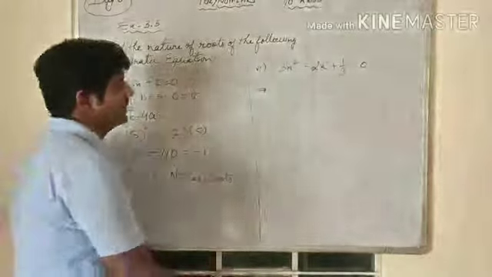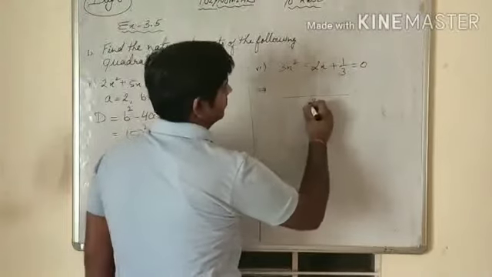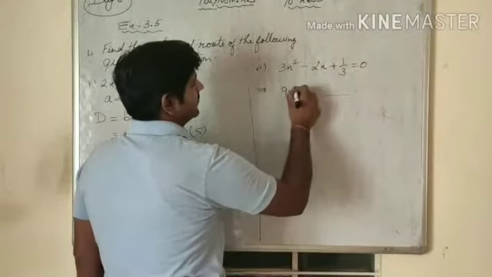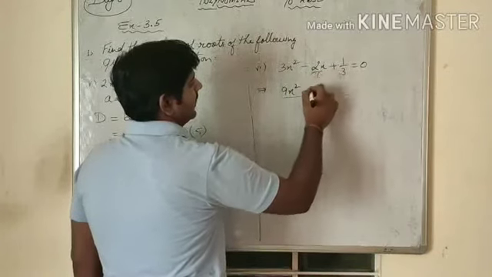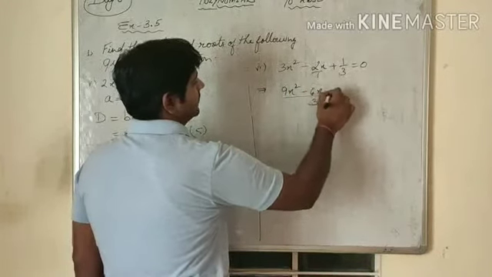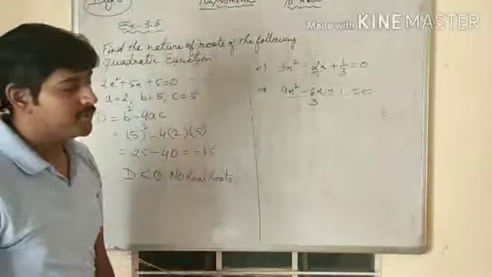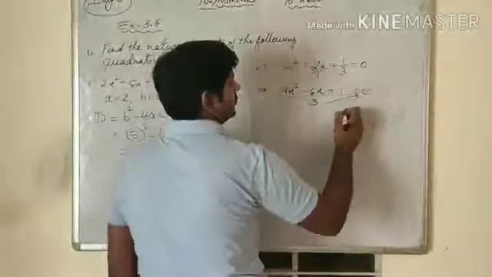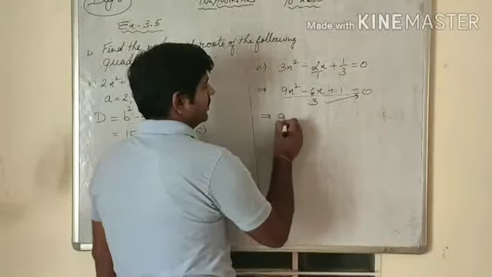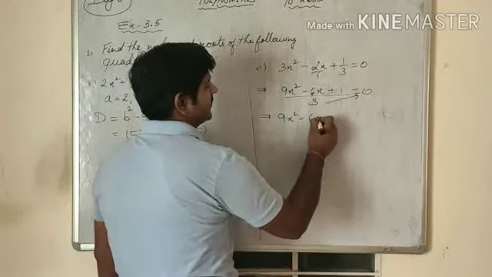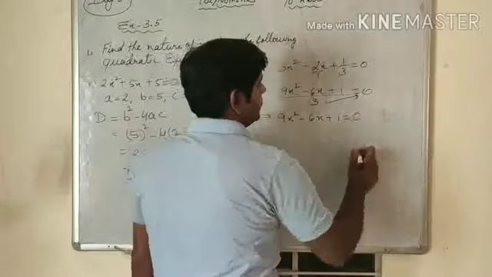So let's take LCM, that is 3. So 3 3s are 9x square. If we multiply this 3 to 6x, and there is 1. This 3 will be multiplied to 0 and it will be removed. And we got 9x square minus 6x plus 1 equals to 0.